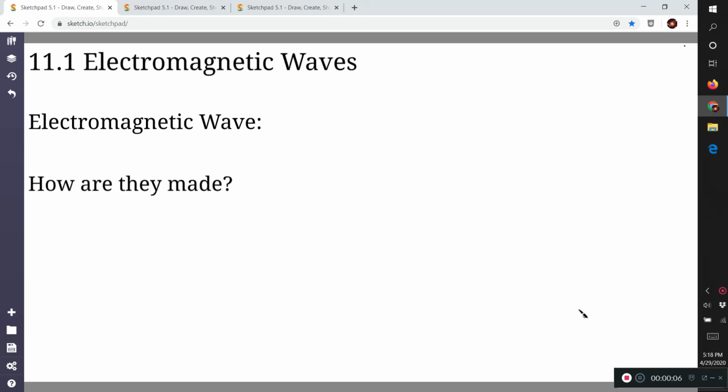Today we're going to start on section 11, which has to do with electromagnetic waves. Today we're going to talk about primarily what electromagnetic waves are.